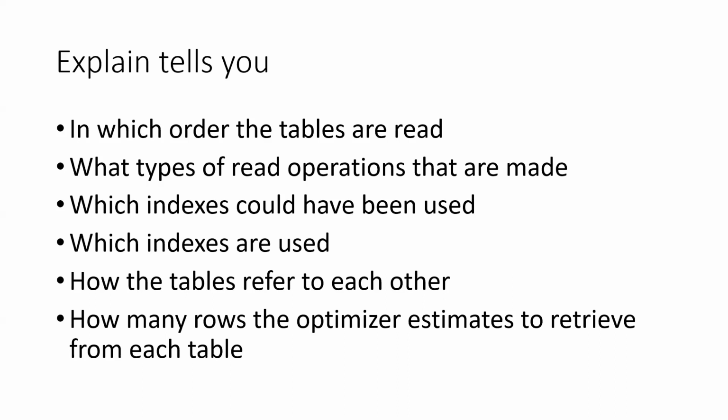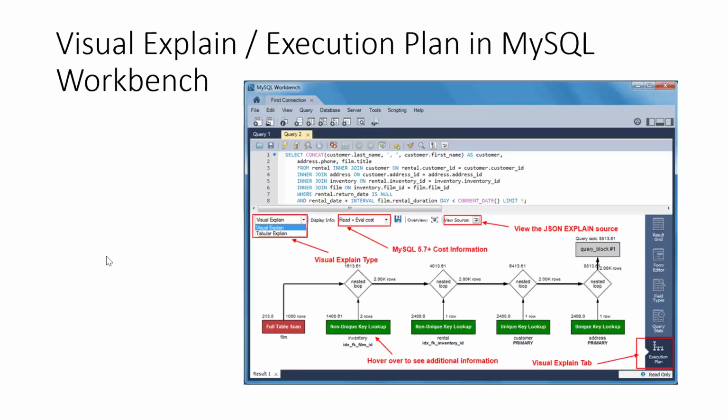What information you will get from explain is: explain will tell you which order the tables are read, what type of read operations, which indexes could have been used, which indexes are used, how tables were referred to each other, and how many rows the optimizer estimates it will retrieve from each table. So these are the pieces of information that you can actually get from explain.